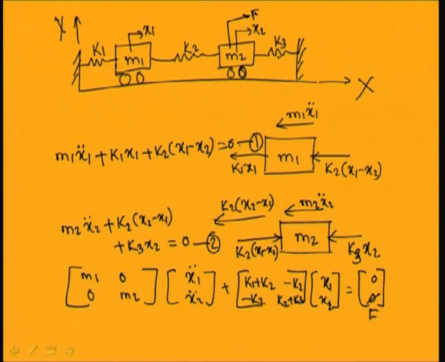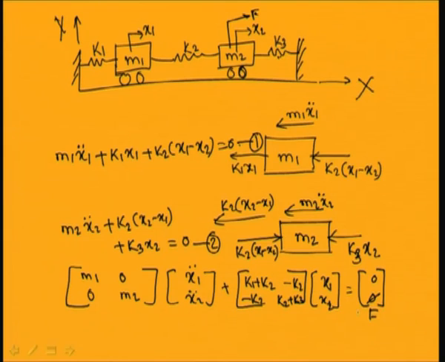So, if you take a coordinate system in such a way that the mass matrix and the stiffness matrix will be uncoupled, then you can write the equation of motion like this: m1 x1 double dot plus k1 x1 will be equal to 0, and m2 x2 double dot plus k2 x2 equal to 0. So, you may have a coordinate system, let a coordinate system q1 and q2, for which you can write the equation of motion in this uncoupled form, that is m1 q1 double dot plus k1 q1 equal to 0 and m2 q2 double dot plus k2 q2 equal to 0.